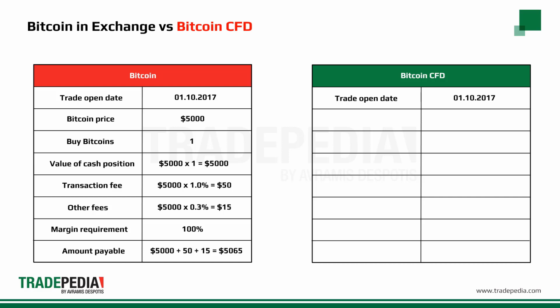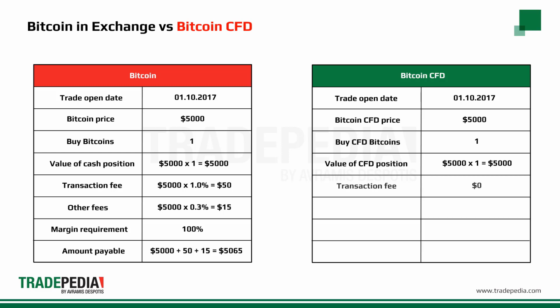Now let's look at what happens when we trade the Bitcoin CFD. We also bought on the 1st of October 1 Bitcoin CFD at $5,000. The value of our position equals again 1 times 5,000 equal $5,000, same as its cash equivalent. With a transaction fee of 0%, we would be charged nothing. With a 0% deposit and other fees, we would be charged nothing again. CFDs also provide leverage. In this example, the margin requirement is 20%. So, in this case, the total amount payable is $5,000 times 20%, which equals $1,000.